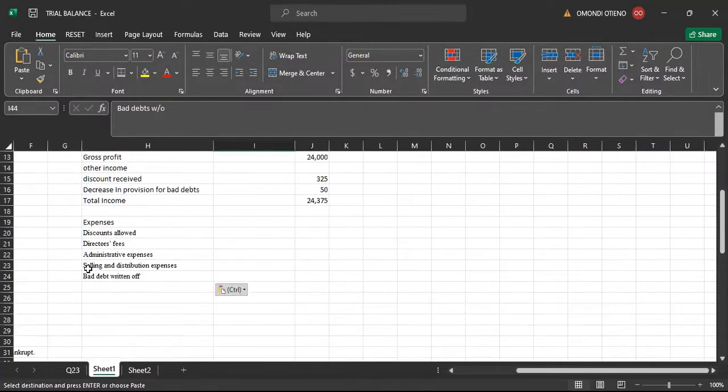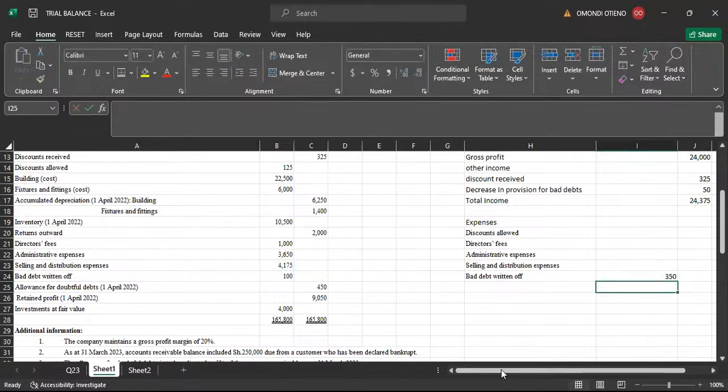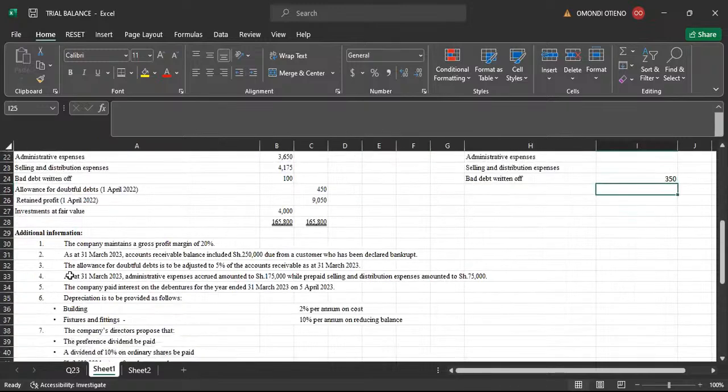as we are going to deal with it up here, bad debts written off, we will simply take what we already have at the beginning of the period, then we add the 250, which has been increased in the current year. So we've now dealt with the bad debts written off of the customer who has been declared bankrupt.